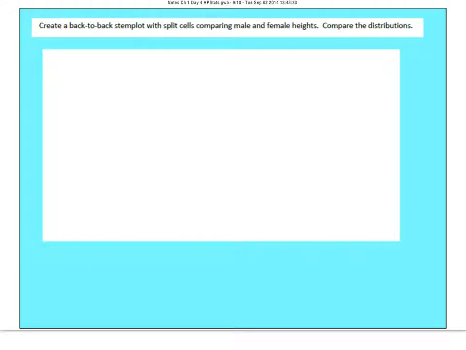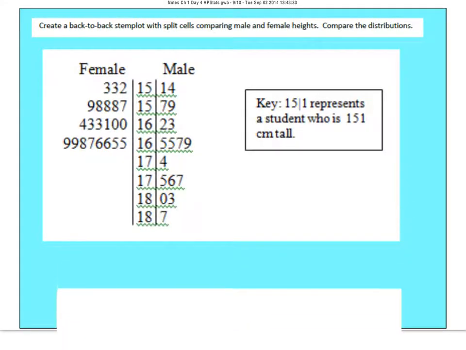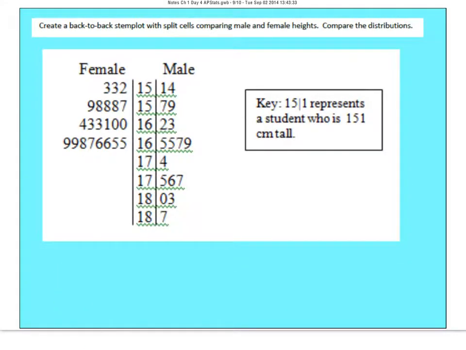What if they asked us to create a back-to-back stem plot comparing males and females? What we would do is take the guys' plot that we originally had, and this one here is the split stem for the males, and then we would do the same thing and add the females on the other side. Notice their order is in increasing order, but backwards. This is a great picture of looking at the two different distributions.